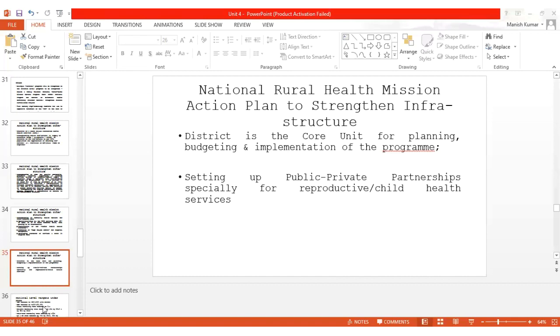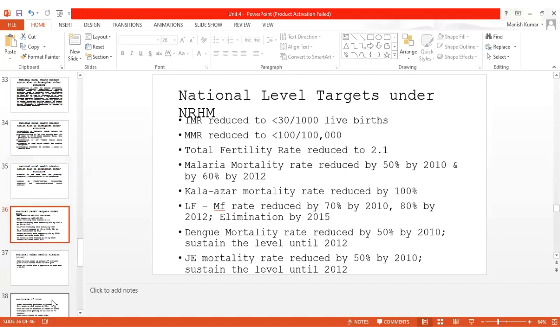Anyway, so the National Health Mission, NRHM, came long back in 2002 with a vision and mission which is totally different, and if you will see there are multiple targets. These are old targets.